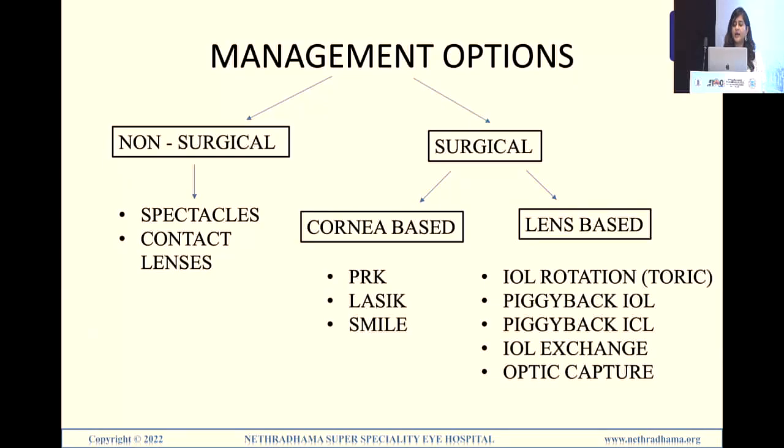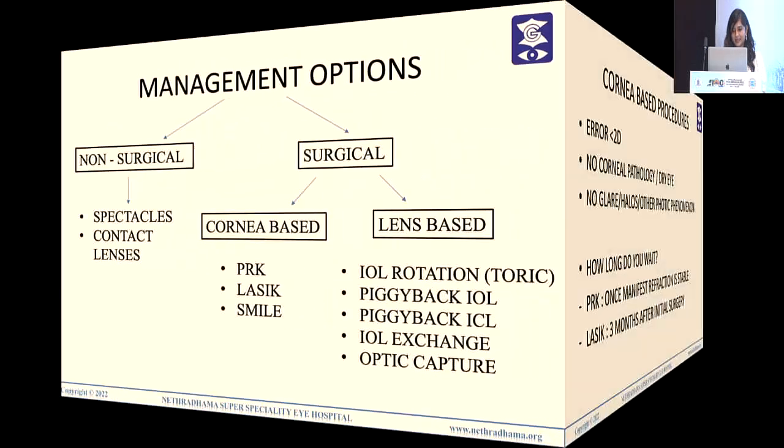Lens-based options are if there is a rotated toric IOL, re-rotation of that IOL itself corrects the cylinder. Piggyback IOLs on top of the primary IOL is an option. Piggyback ICL on top of the primary IOL, IOL exchange, and optic capture, which we'll discuss.